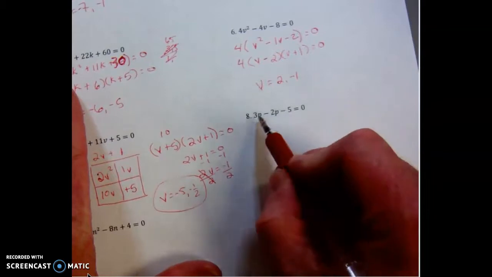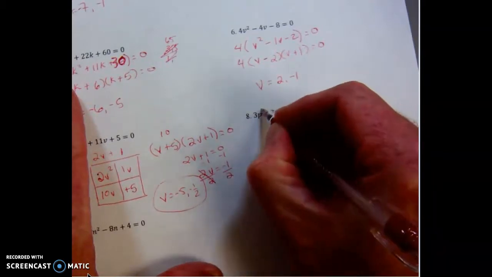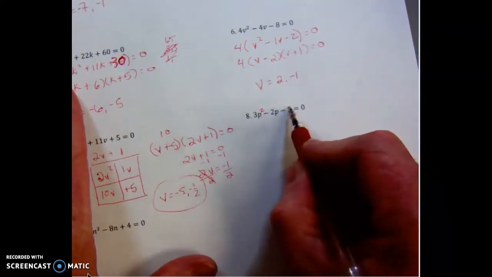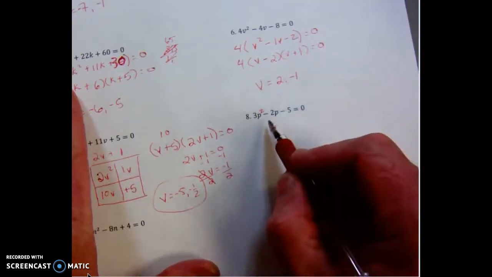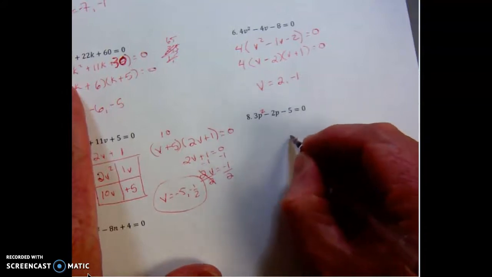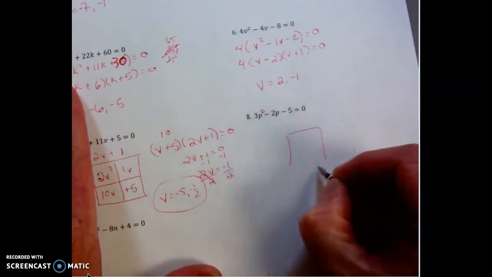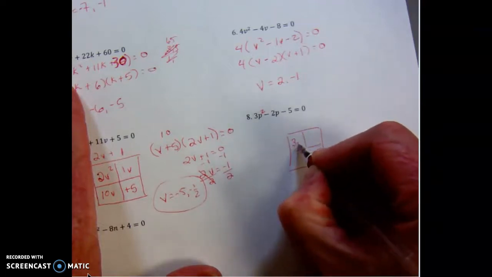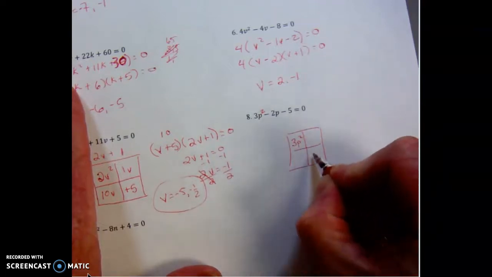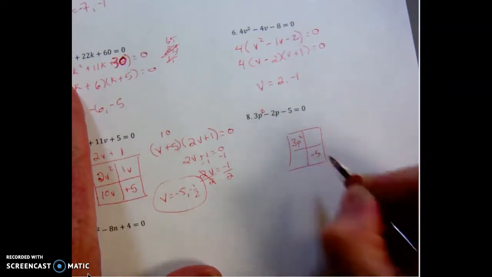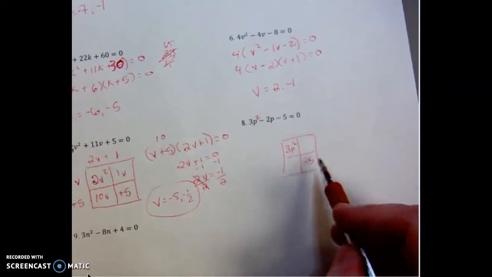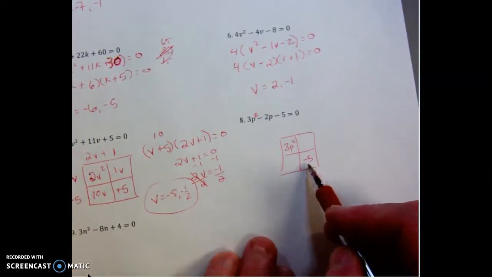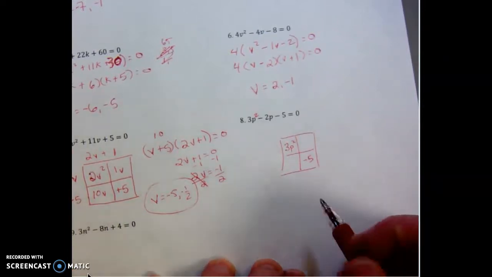So I should have a squared there. I can't divide everything by 3, so I know I can't just take out a common factor. So I'm going to undo the box method. That's my factoring choice here. So 3p squared goes in the first box, negative 5 goes in the second box. Now that negative 5 tells me when I get my factors, one's going to be a plus and one's going to be a minus. I just want to keep that in the back of my head for a minute.